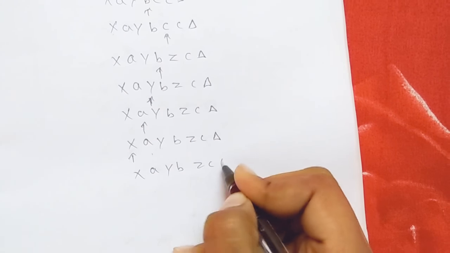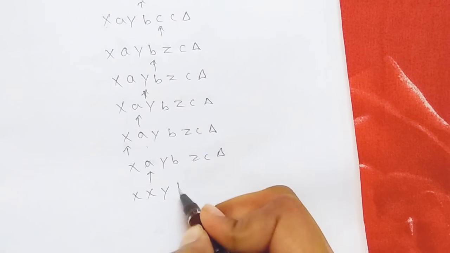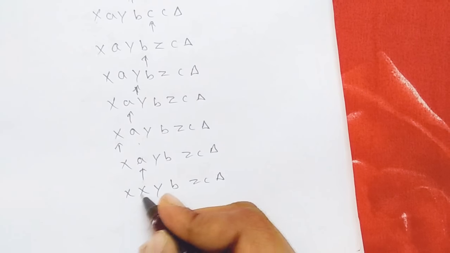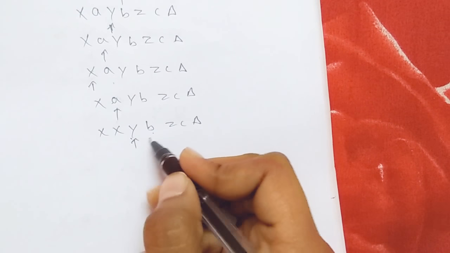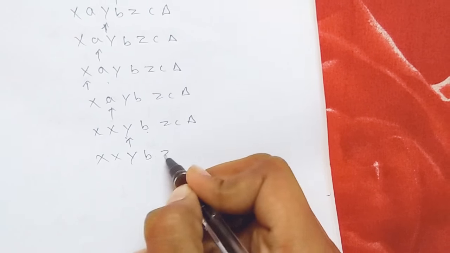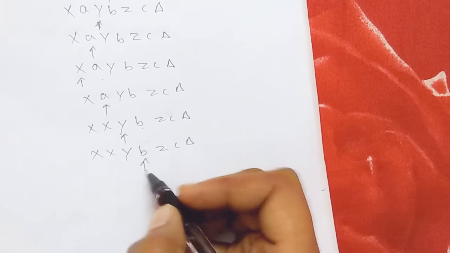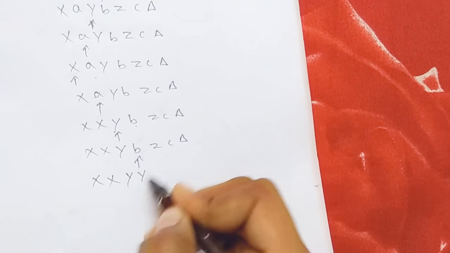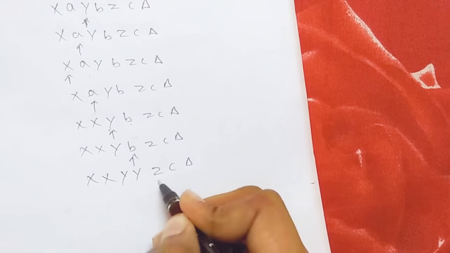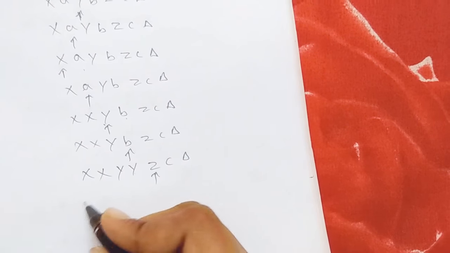Y, B, Z, C, delta, and the header is over here, and now A is replaced with X, so X, X, Y, B, Z, C, delta, and the header is moved to right. And now Y will be replaced with Y itself and the header will be moved to B. Now this B will be replaced with Y and the header will move to right, and Z will be replaced with Z itself and the header will move to right, that is C.